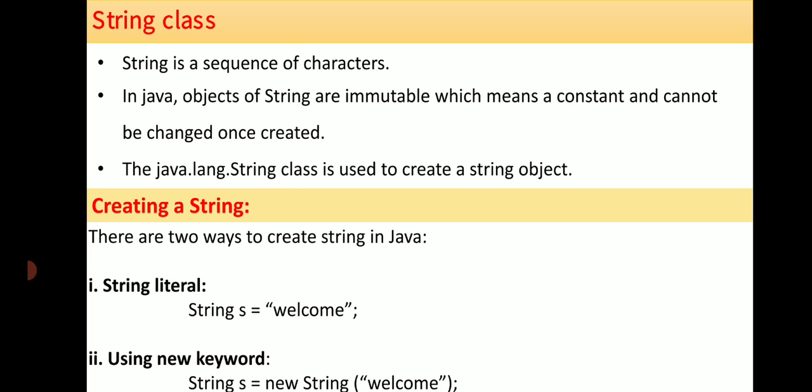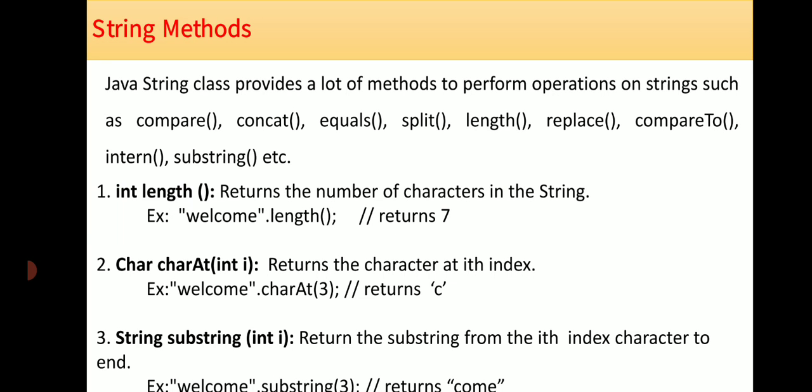The second one is by using the new keyword, we can also create a string, like String followed by the string object is equal to new String, followed by the string name you have to provide inside double quotation marks, then close the bracket and end with a semicolon. These are the two ways we can create a string. String methods: this String class supports certain built-in methods, like compare, concat, equals, split, length, replace, compareTo, and substring.